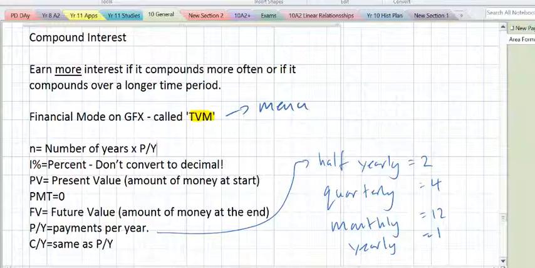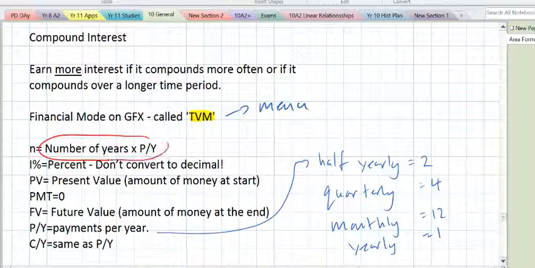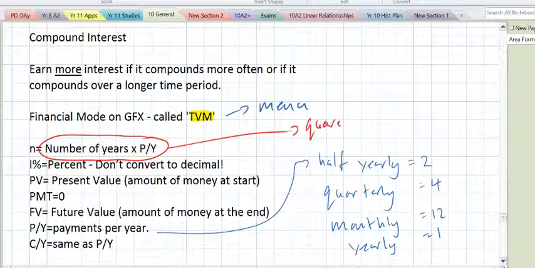Alright, N is one lots and lots of people get wrong. It's called the number of compounding periods, and it's the number of years times the payments per year. For example, if this was quarterly for 3 years, N is equal to 3 times 4.